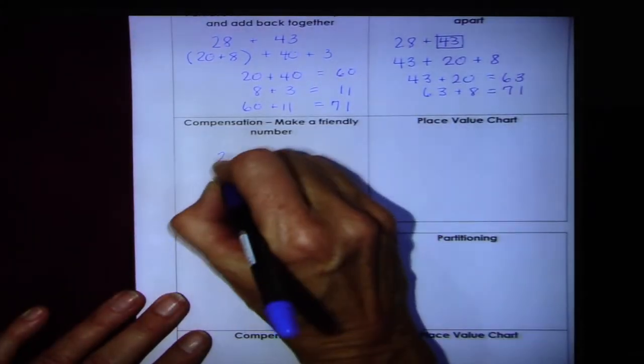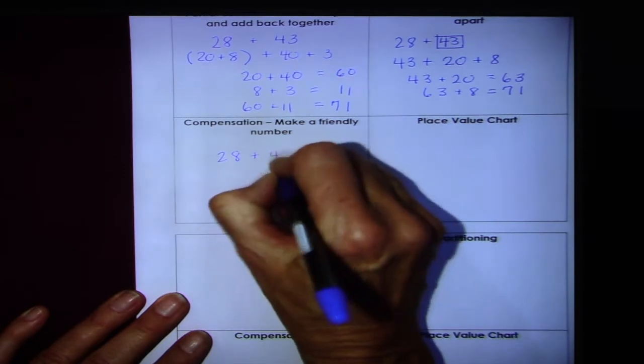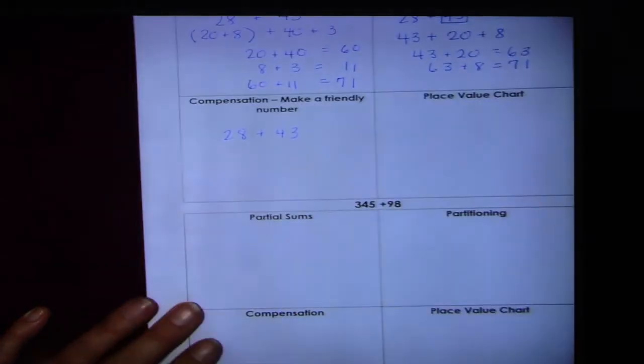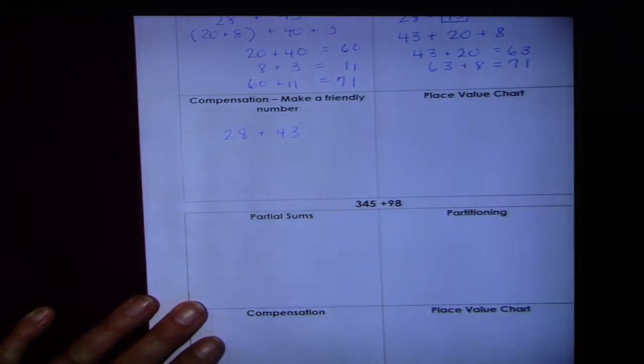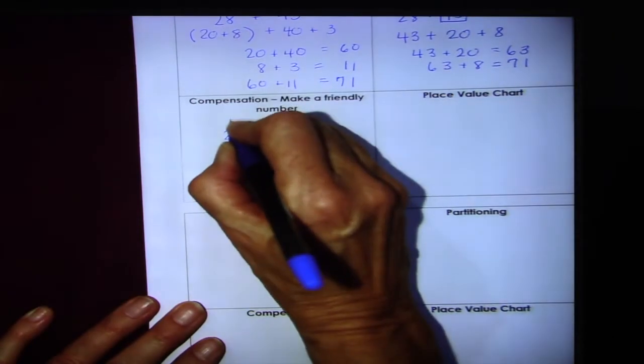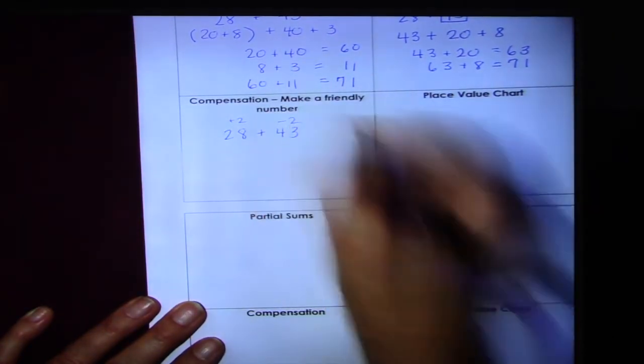Compensation. Which number would you like to make friendly? Actually, we're going to do it both ways. You want to add 2 to the 28? And this is what I'm saying. This is kind of the easiest way for us to write it.